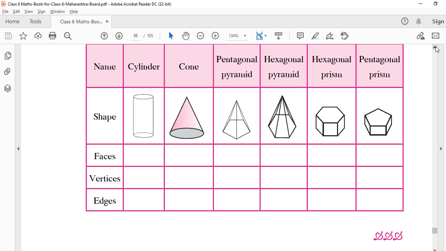Okay, so let's move on to the cone. Faces: in faces we have this curved face, like a cone shaped diagram, and at the bottom we have one face, this one colored in gray and this colored in red. So we have two faces over here. Vertices: we have one endpoint over here, so we have one vertex. Edges: also we have only one, which is the circumference of the bottom circle. So we have only one edge over here.